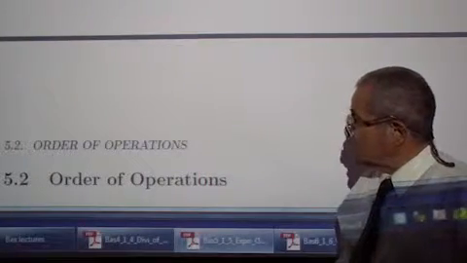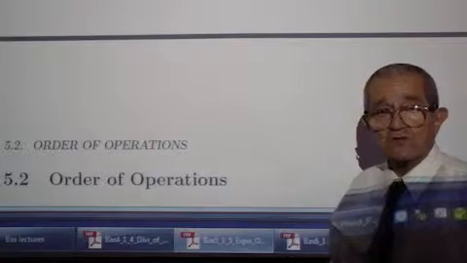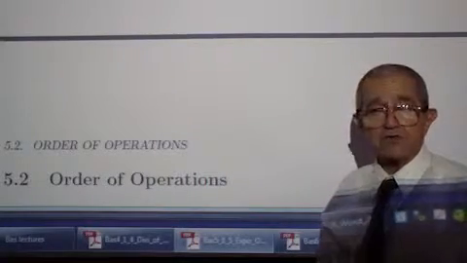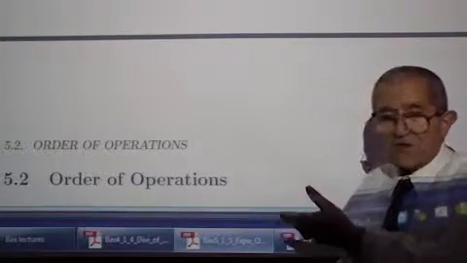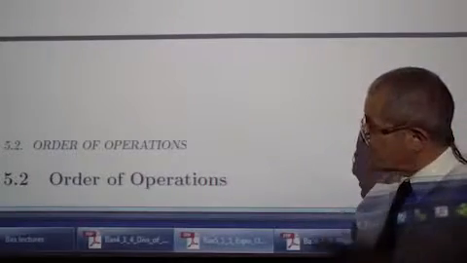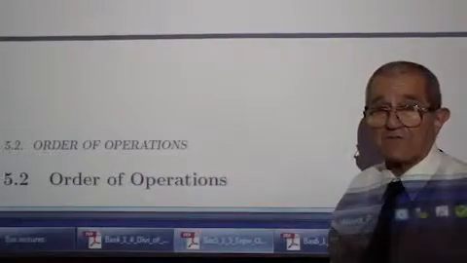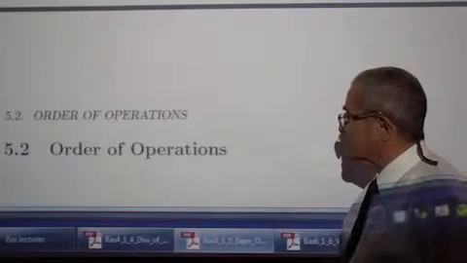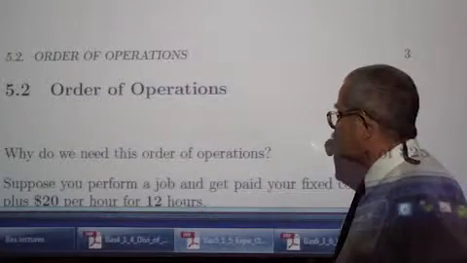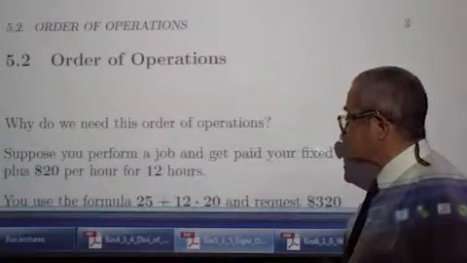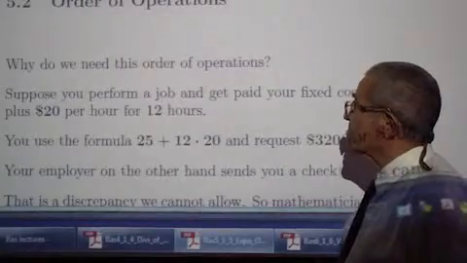And then we get into something very crucial, the order of operations. But then almost anything we do here is crucial. This is just a little bit more crucial than the average crucial. Why do we need the order of operations? Well, let's take a look.